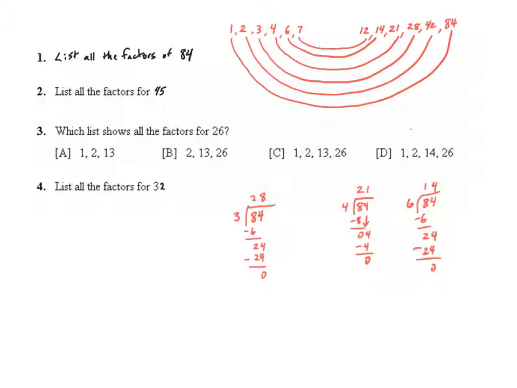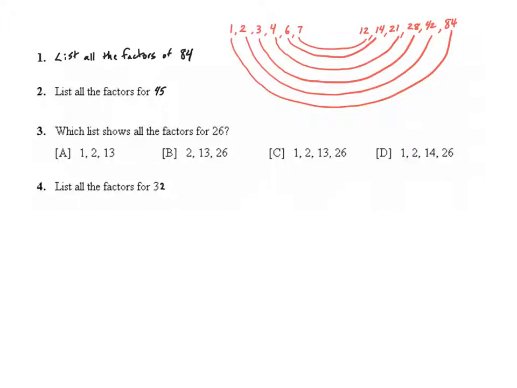10 does not go into 84 because 84 does not end in 0. 11 does not because 11 times 7 is 77 and 11 times 8 is 88. And now we're up to 12, so we have listed all the factors of 84. 1, 2, 3, 4, 6, 7, 12, 14, 21, 28, 42, and 84.